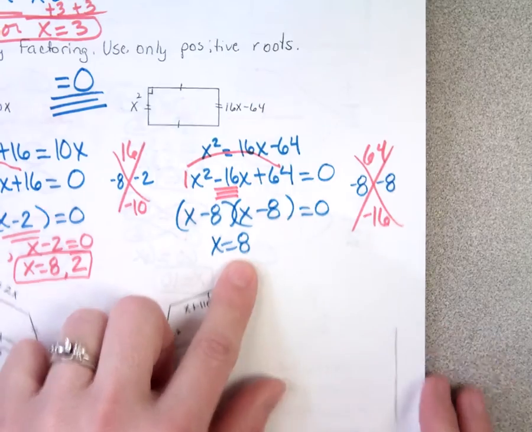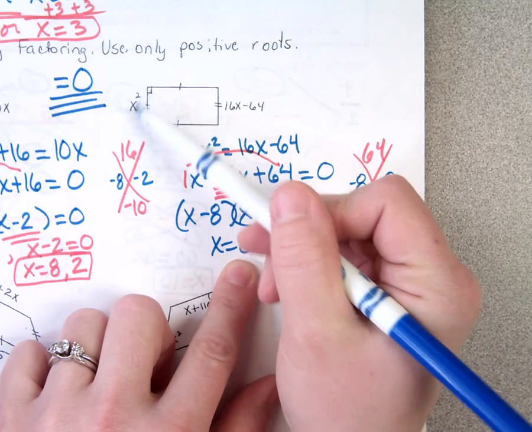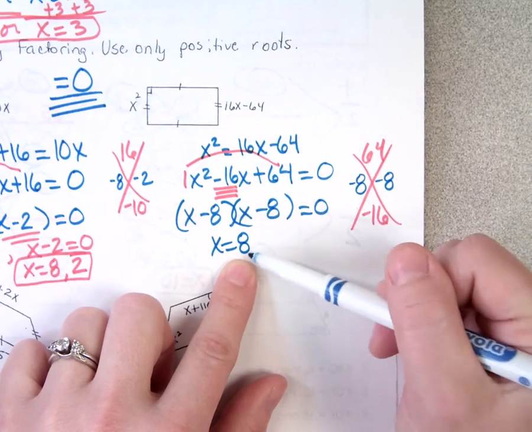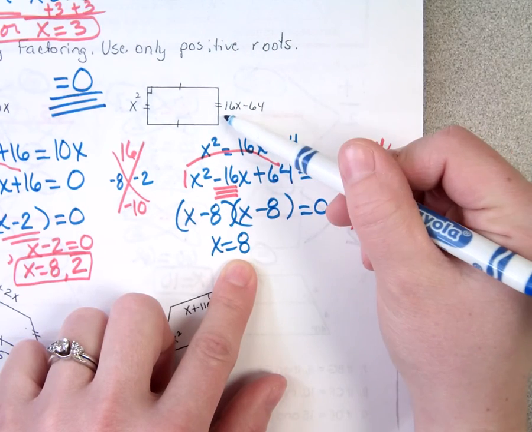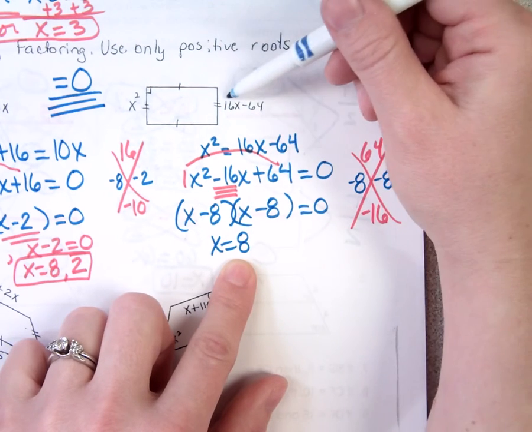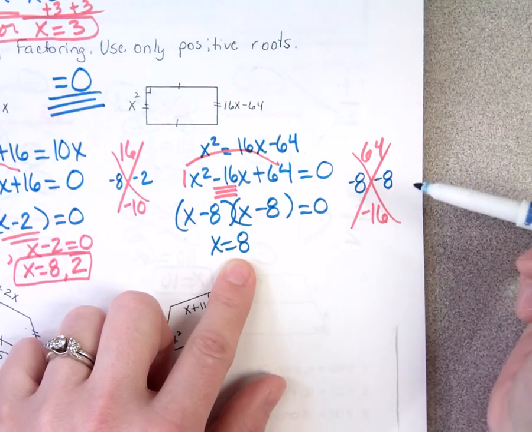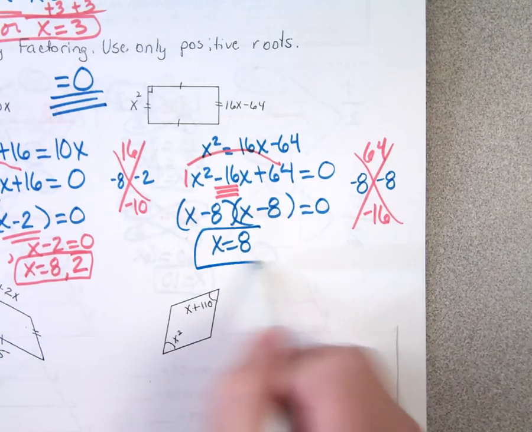Now, let's just plug it in and see if it works. So if I put 8 into this x right here, what's 8 squared? 64, okay. Now I need to plug 8 into this x and take 16 times 8 and subtract 64. Can somebody do that with their calculator? Take 16 times 8 and subtract 64 and see if it gives you 64. Okay, then we're good.